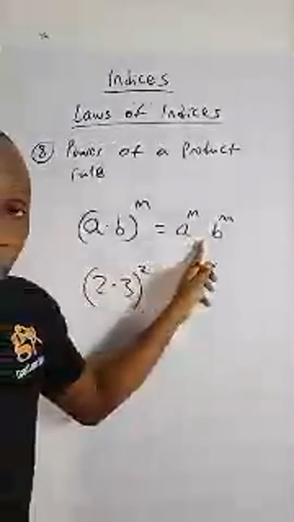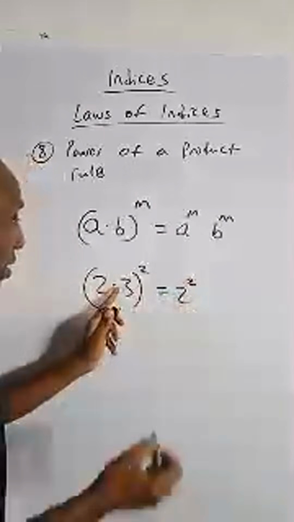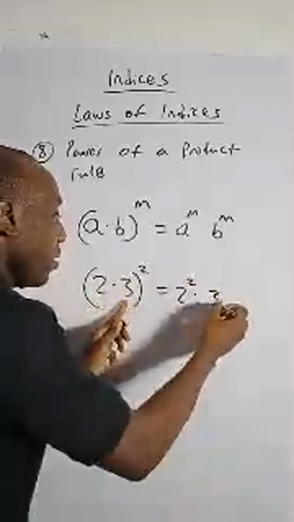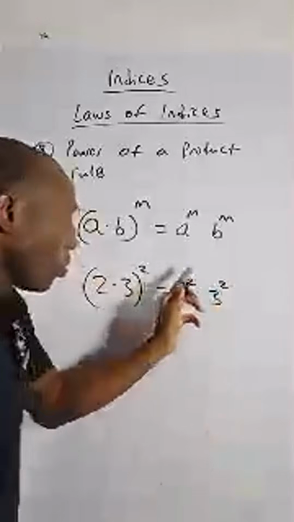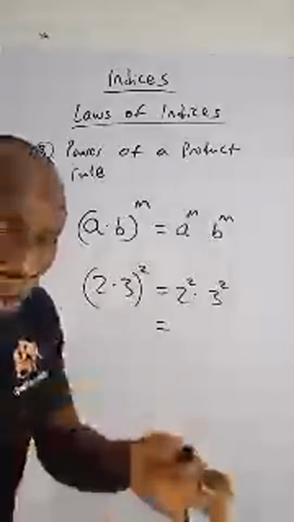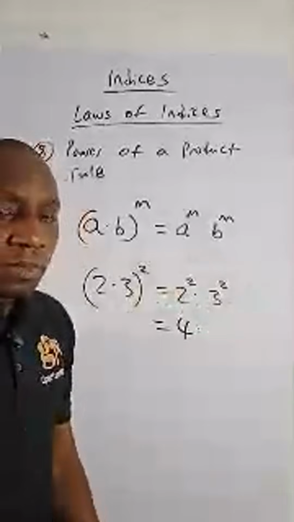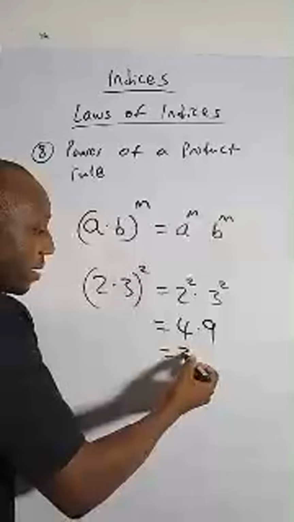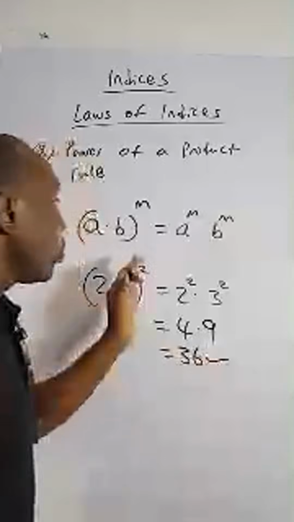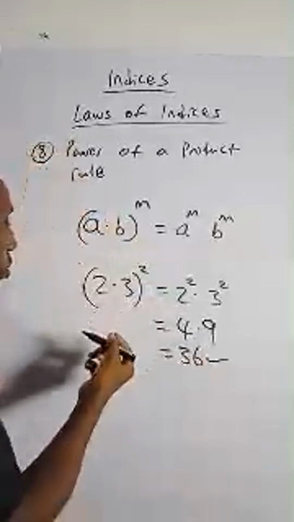Using the power of a product rule, this should be equal to 2 raised to the power of 2 times 3 raised to the power of what? 2. You see that? So what is 2 raised to the power of 2? That's 4. So 4 times, what is 3 raised to the power of 2? That's 9, because 3 times 3 is 9. And what is 4 times 9? That's 36.